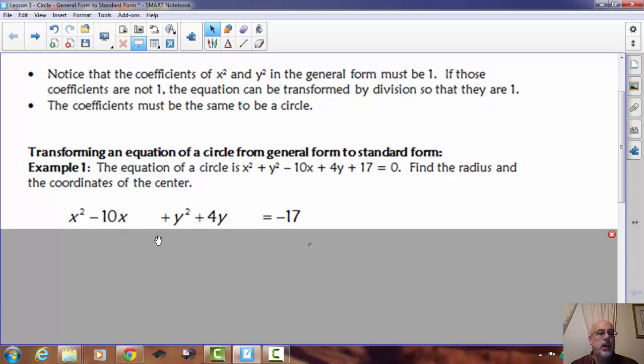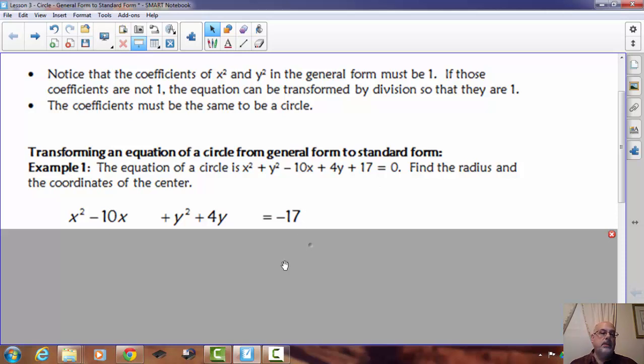When I group the terms, x squared minus 10x, I leave a space because we're going to be completing the square, and you need space to add the term that you need to complete the square. We're going to complete the square on the y part as well. So I have y squared plus 4y, and the 17, when you move it over, becomes negative 17.